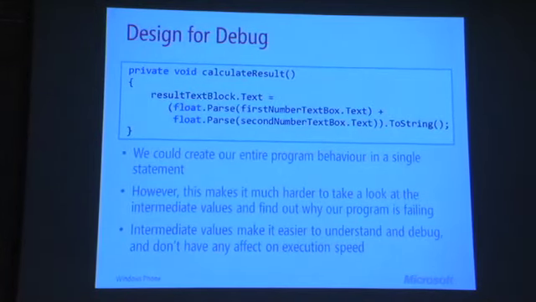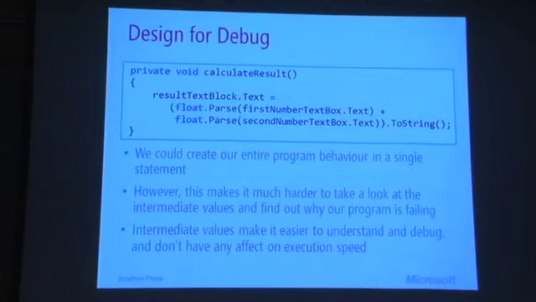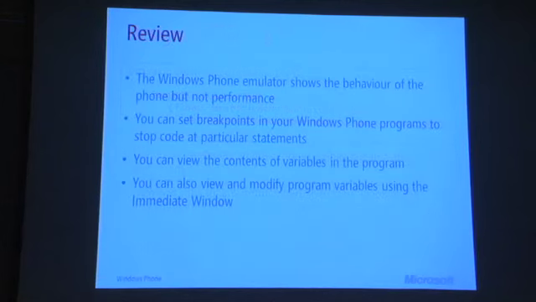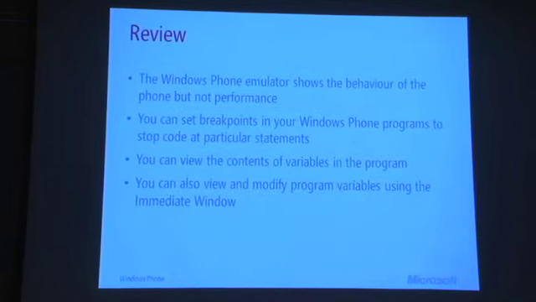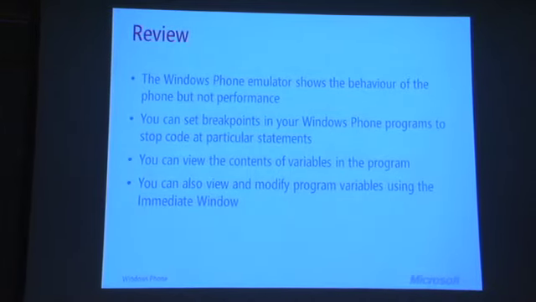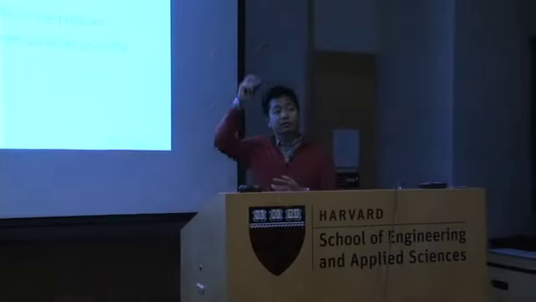Design for debug. Again, we can also do this in one statement, right? These things called immediate values, where you can put it all in one statement, basically. So to review, you can set breakpoints, you can look at the different variables, you can pin them. So as you're stepping through your code, you can keep track of what's happening, and you can modify it using the Immediate Window. I didn't get to show you that, but feel free to look it up and see how you could continue with that.